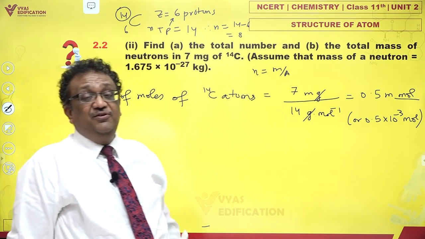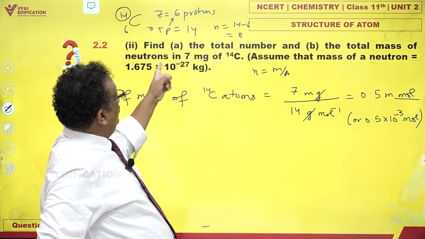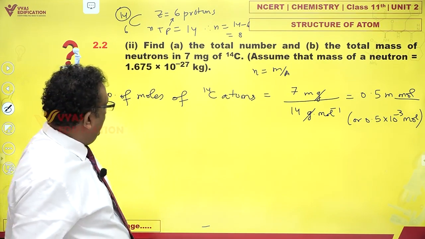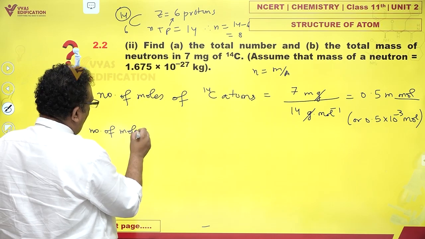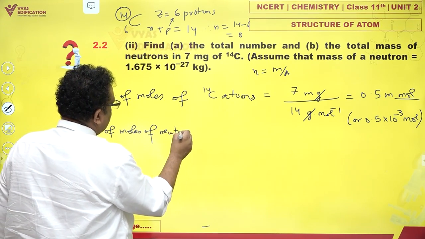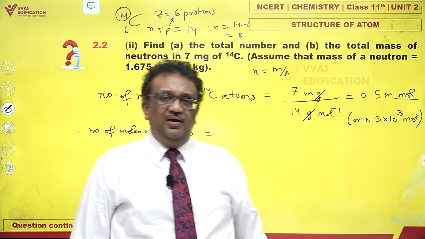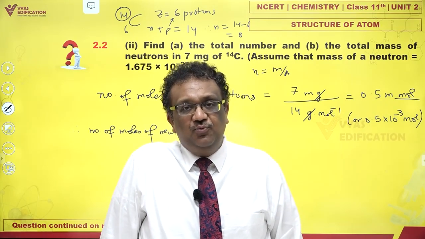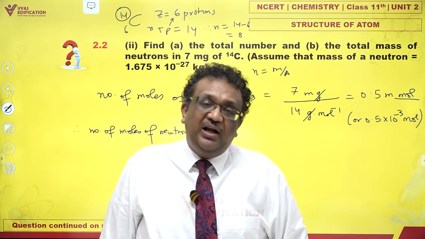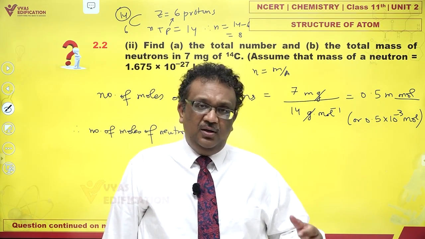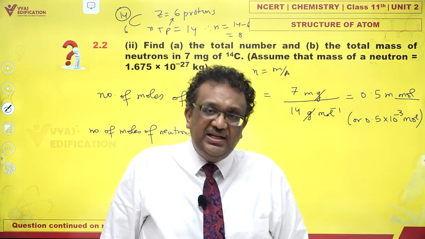So I have got the number of C14 atoms. But is this what I need? No. I need the number of neutrons. Now, therefore, the number of moles of neutrons is something like, if I have one special giant truck which contains 8 wheels, and I have 10 trucks, how many wheels would I have? Just multiply 10 by 8, because every truck contains 8 wheels. So 10 into 8 means 80 wheels.